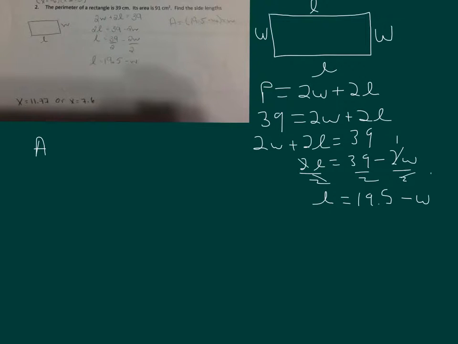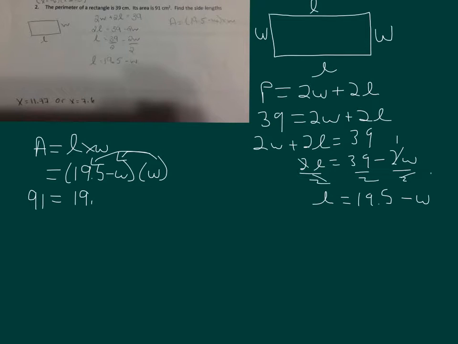So if we have the area formula, which is length times width, then instead of length, I'm going to write 19.5 minus w times the width. That way I've got everything all in terms of w. Now I also know from the question that the area is 91, and so if I multiply this out, there's my quadratic equation. If I bring everything over to the left side of the equation, then that's what I've got.